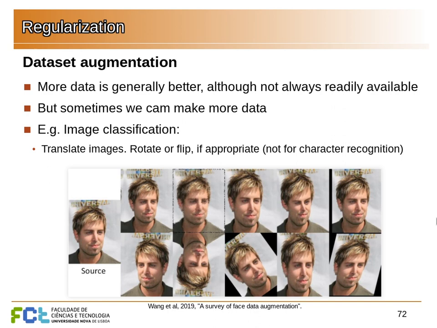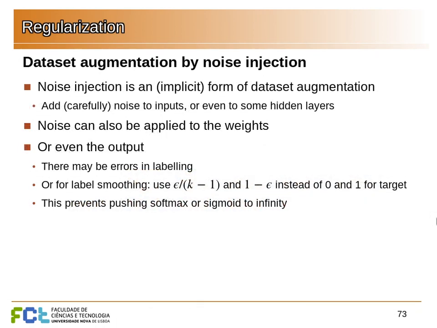For example, if you're using a network to recognize characters, you cannot do these things because if you take an A and you flip it, then it's no longer an A, or a P and a B, or things like that. So you cannot do arbitrary transformations for everything. It depends on what you're doing. But there are other ways. For example, noise injection. On your input data, you add some random, small perturbations, so that every example is slightly different. Even if the same example comes up twice, it's not exactly the same.